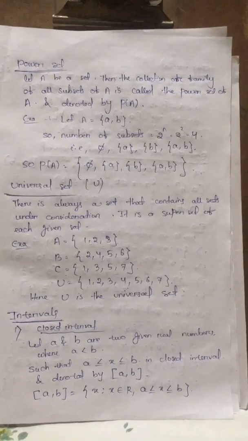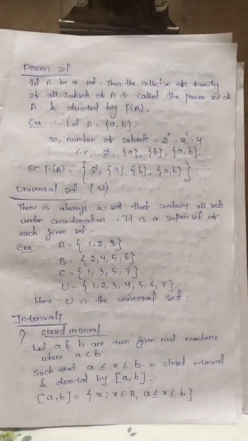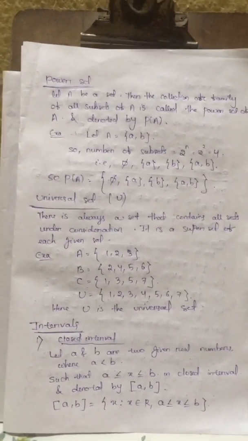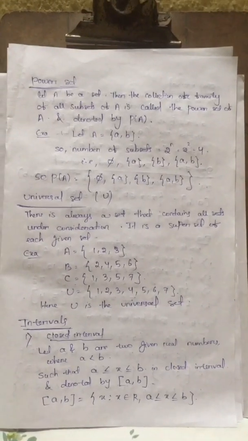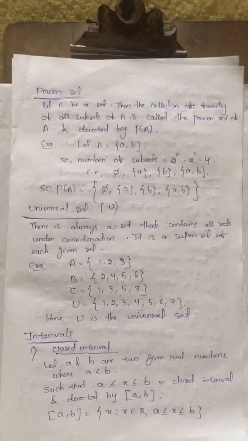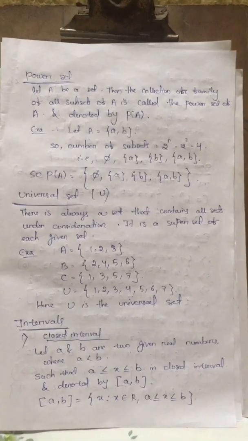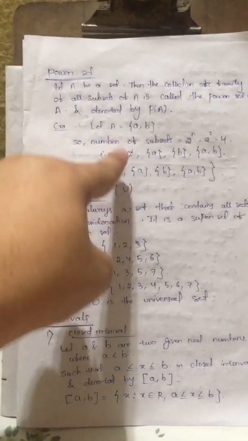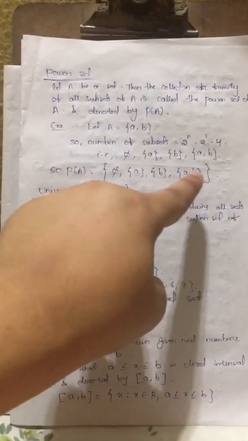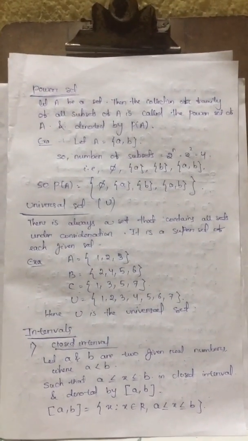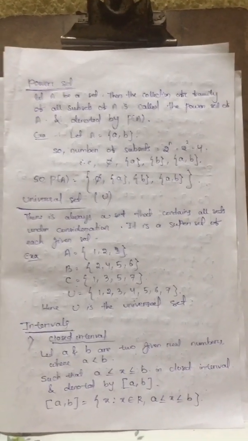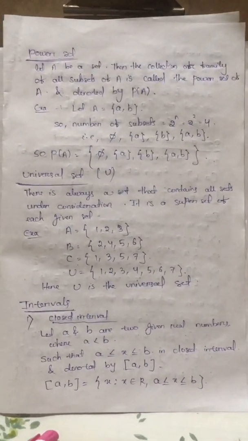Suppose A is given to you as one set {a, b}. The total number of subsets will be 2 to the power n, that is 2 to the power 2, which is equal to 4. The subsets are phi, {a}, {b}, and {a, b}. So the power set will be {phi, {a}, {b}, {a, b}}, in brackets as we are representing it as a set. So power set means the family of all the subsets of a given set.